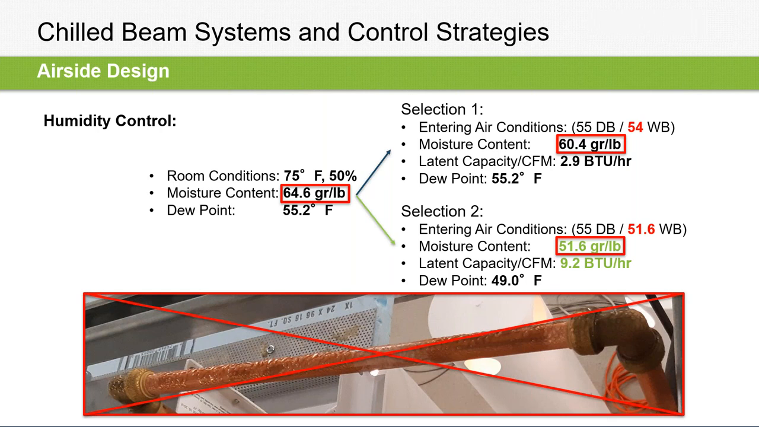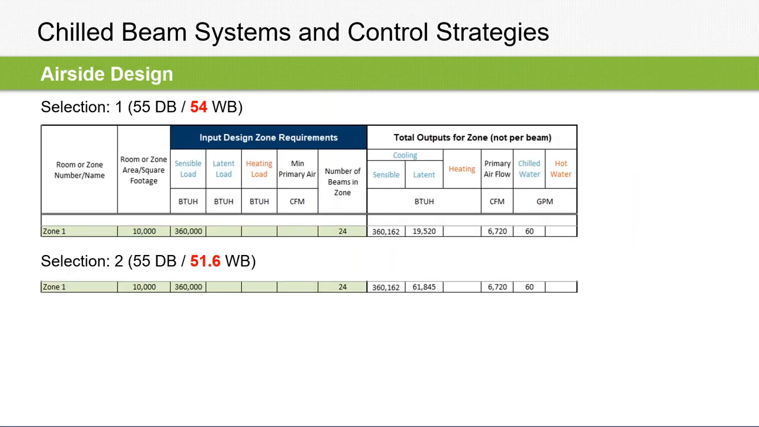So selection two is a more chill beam specific scenario that we see, 55 dry bulb, 51.6 wet bulb. So that yields 51.6 grams per pound. So a higher delta W, grams per pound differential. Now we're about 13 grams per pound difference. So you have a bunch more capacity, essentially three times the amount of capacity as selection one. And that brings you down to a 49 degree dew point off of the air handler. I will talk about why that makes sense and how we approach those numbers in a second.